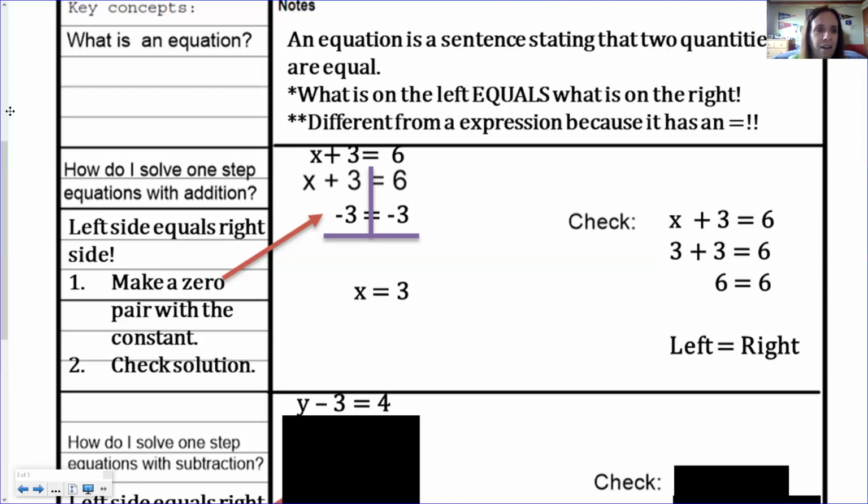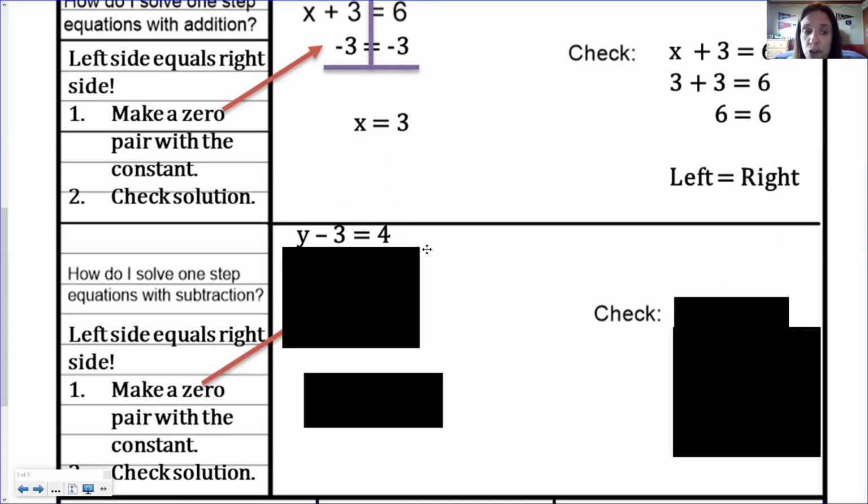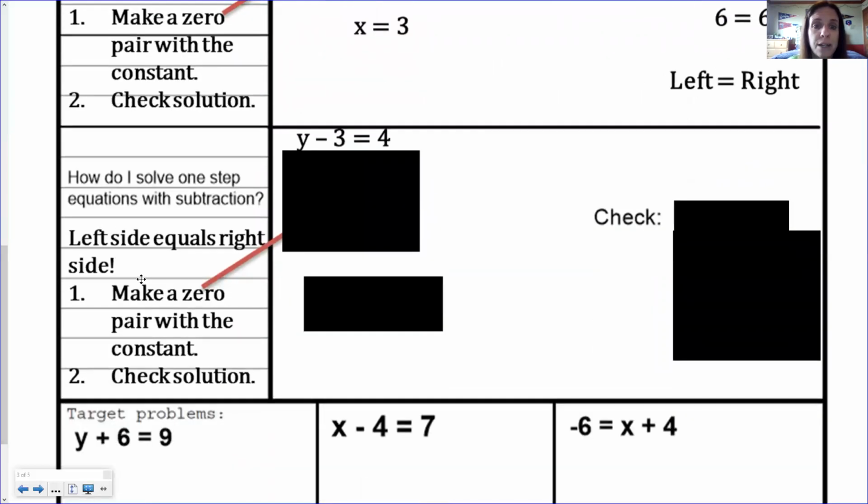Okay? Let's look at another one. This one-step equation has subtraction. We're going to follow the same steps here. Left side equals right side. You got to keep that in your head. What's our constant in y minus 3 equals 4? Negative 3. So what would be a zero pair with negative 3?